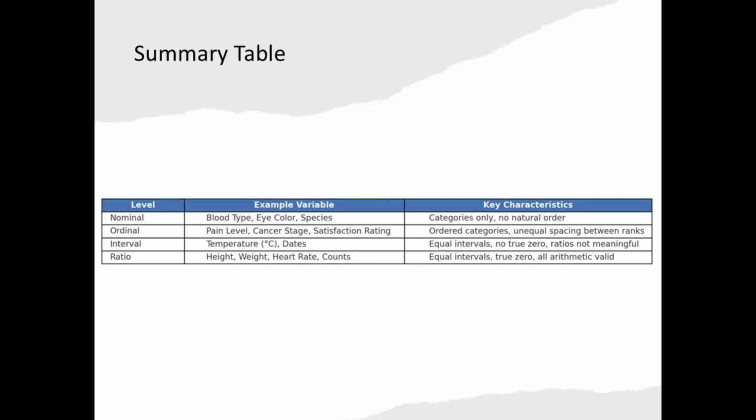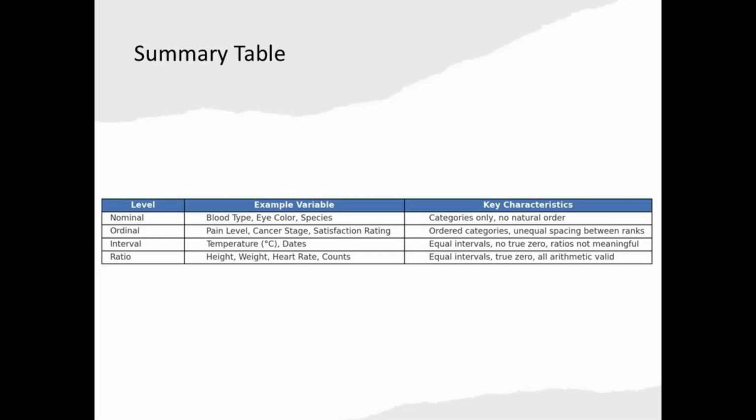Here's a quick summary. Nominal: names or categories, blood type, species. Ordinal: ordered categories, cancer stage, pain level. Interval: consistent differences, no true zero, temperature in degrees C. Ratio: consistent differences, true zero, height, weight, heart rate.